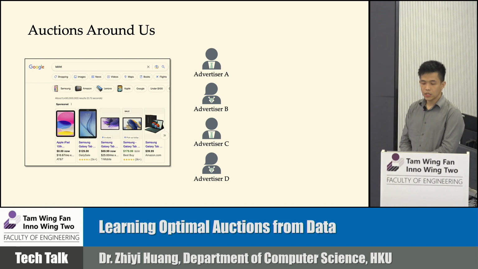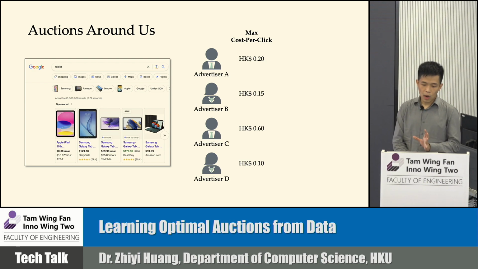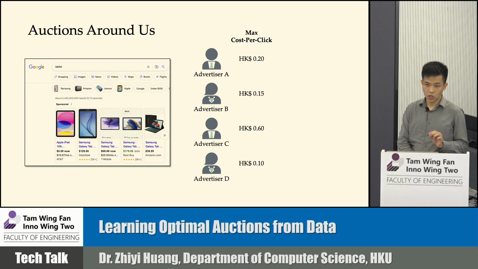After you submit your keyword, the search engine figures out which advertisers are interested in this keyword. Beforehand, the advertisers have already specified the maximum so-called cost per click, that is, how much they're willing to pay for a click to their website if the user searches for this keyword.